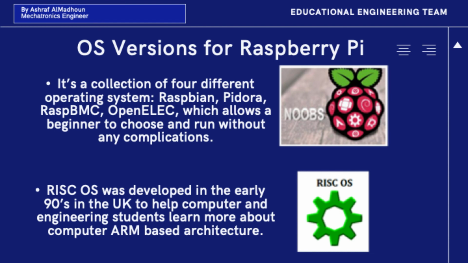The RISC OS was developed in the early 90s in the UK to help computer and engineering students learn more about computer architecture based on ARM.